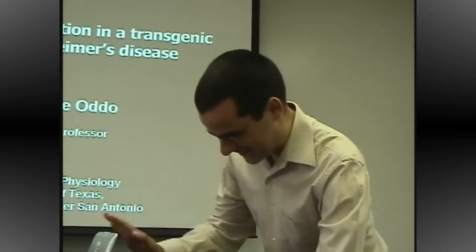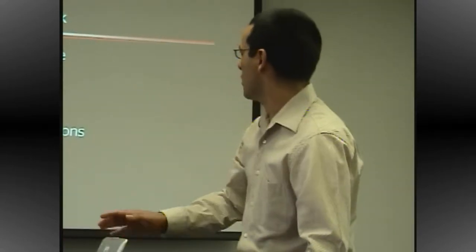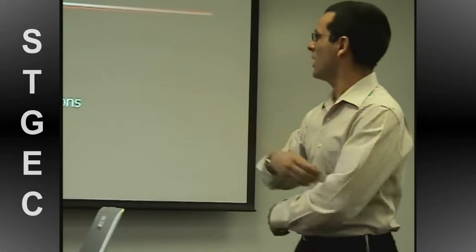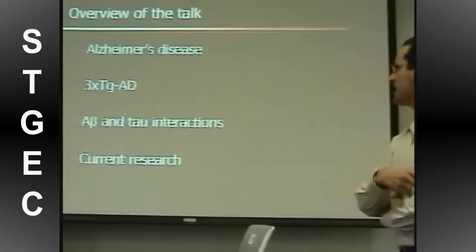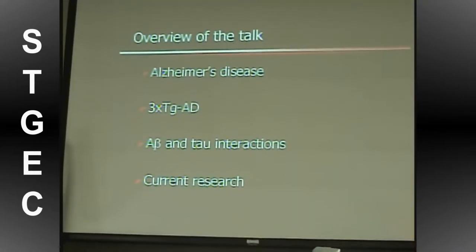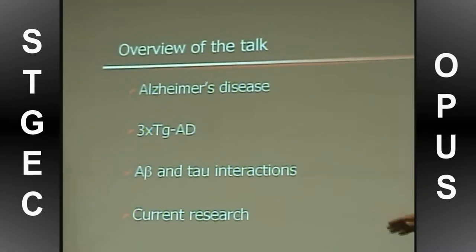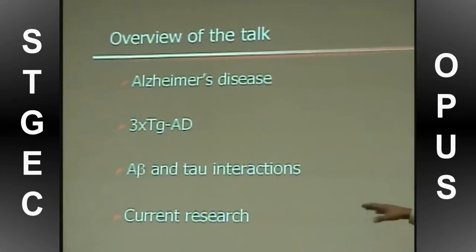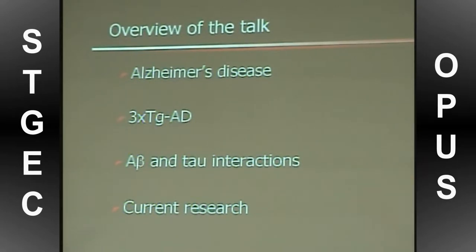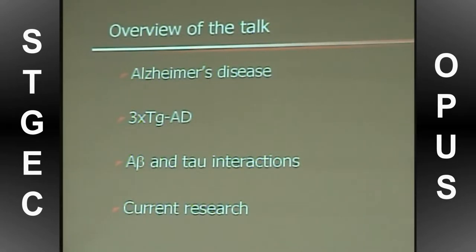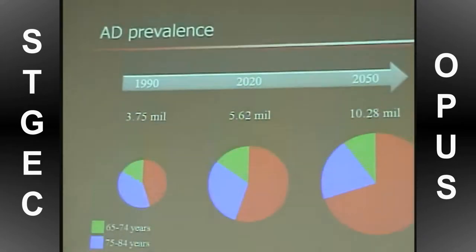Okay, so basically I'll start by giving you a brief overview of Alzheimer's disease, then I'll talk a little bit about the animal model we made, which we call 3xTg-AD. Then I'll spend most of the time talking about the interaction between these two proteins that are key in AD pathogenesis. And then, as I said, I'll spend 5 minutes at the end just to tell you what we're actually doing now in San Antonio.